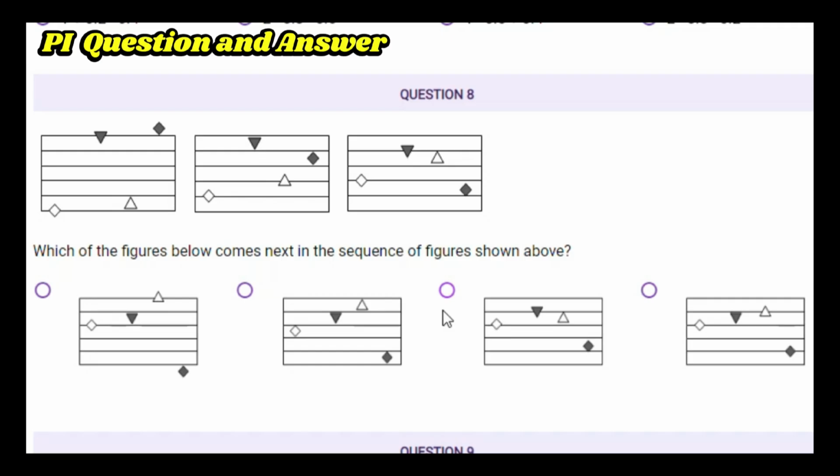First, the white diamond has been moving 1 step to the right in each figure. In the next figure, it will move 1 more step to the right. Second, the black downward triangle has been moving 1 step down in each figure. In the next figure, it will move to the bottom line. Third, the white upward triangle has been moving 1 step up in each figure. In the next figure, it will reach the top line. Option 3 shows the correct positions for all 3 shapes according to this pattern. Therefore, the correct answer is option 3.